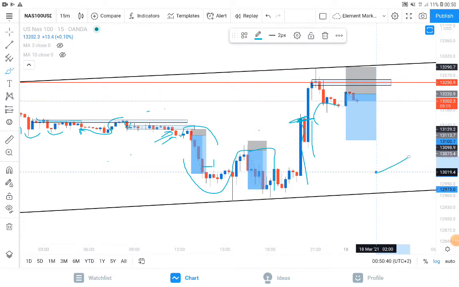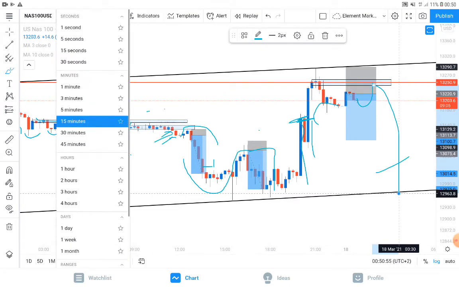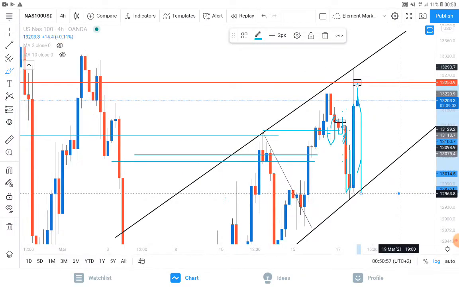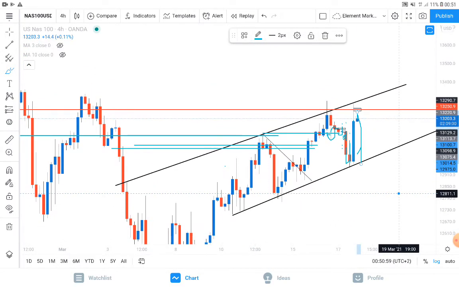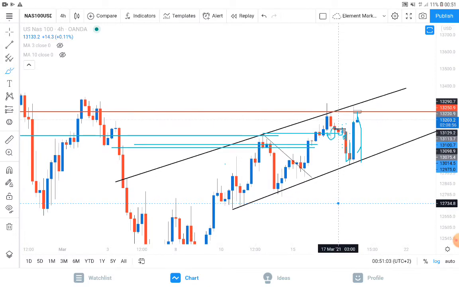I'm expecting it to come up to the 13,250 level, to create a double top, and then it should melt all the way down to our supportive trend line at least, or even lower. It can go lower. Not expecting it to go much lower, but it can. It's not impossible.